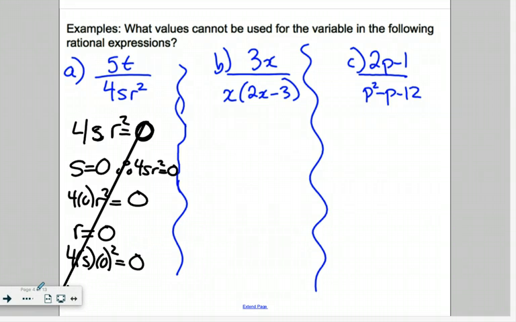So my non-permissible values in this particular example are that s cannot equal 0, because it would cause division by 0, and r cannot equal 0. Again, it would cause division by 0. Okay? Let's look at this next example.